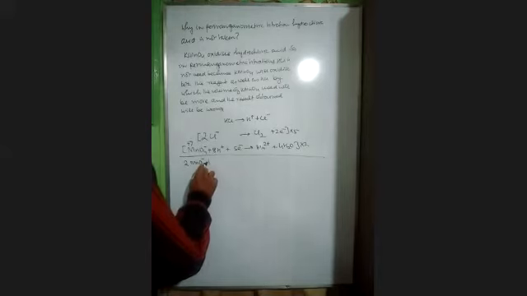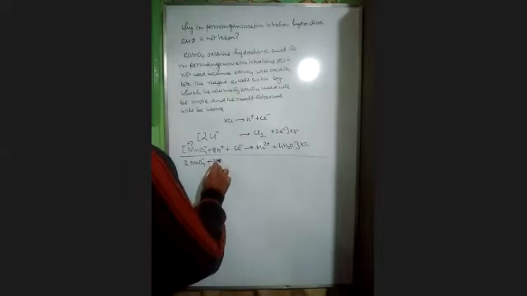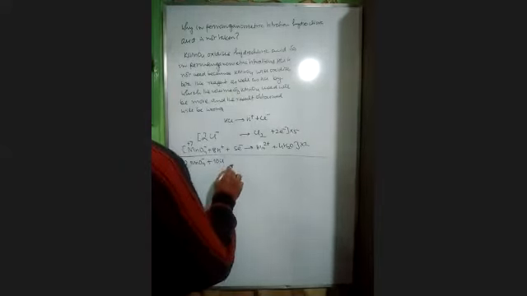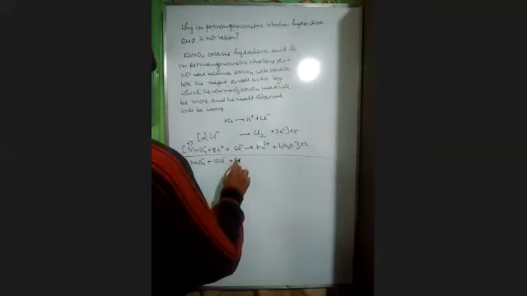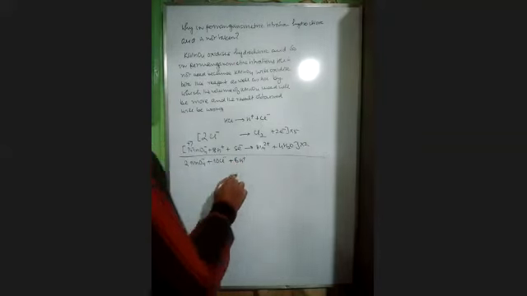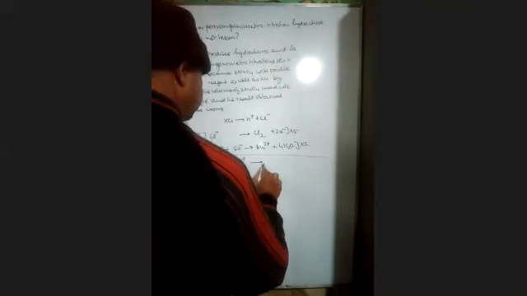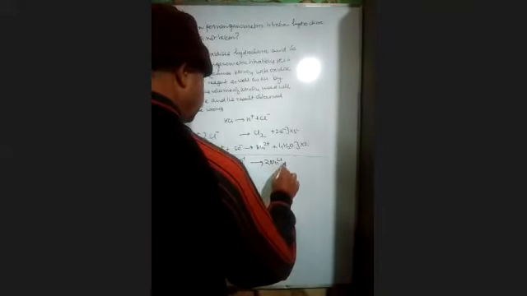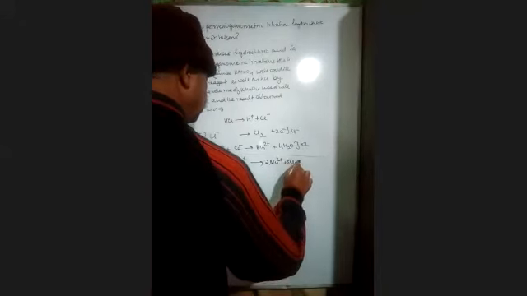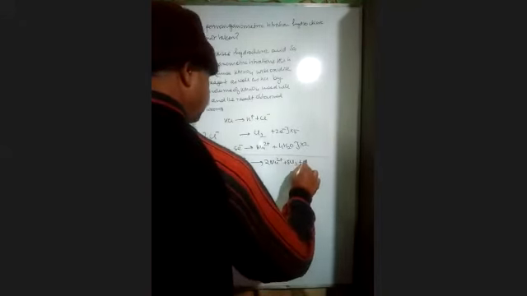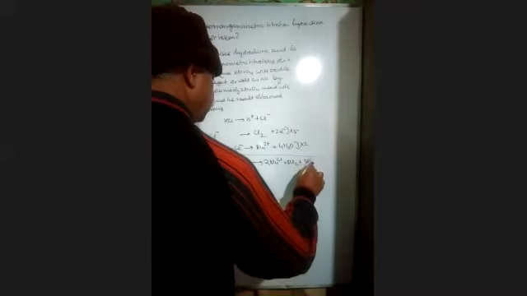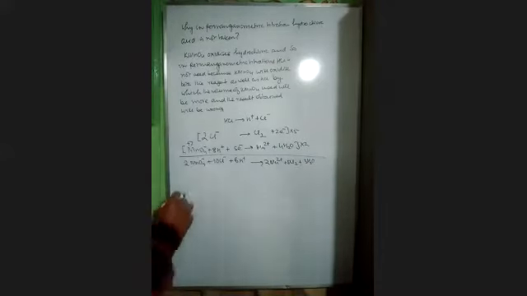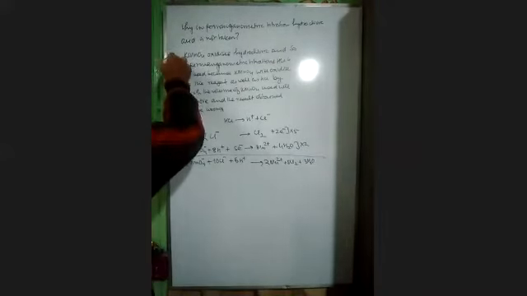2MnO4 plus 10Cl minus plus 6H plus will give me 2Mn2 plus 5Cl2 plus 3H2. This is important.